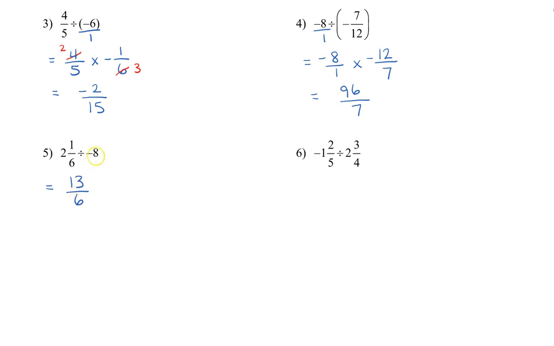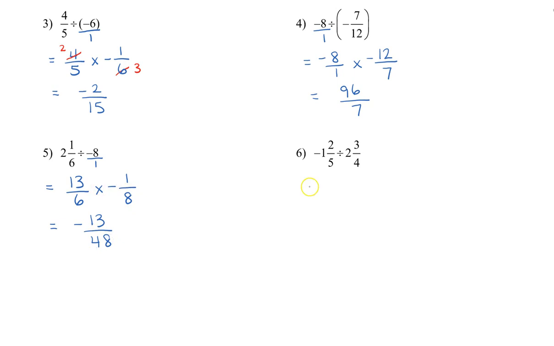And remember, this is going to be negative 8 over 1. So let's place the 1 underneath. So division is going to change to multiplication. And the negative 8 over 1 is going to become negative 1 over 8. And we can't do any reducing because 13 is a prime number, which doesn't go into 6 or 8. So 13 times negative 1 is negative 13. And 6 times 8 is 48.